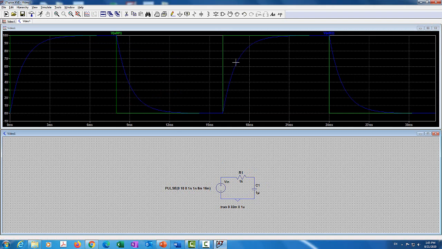It's going to take some time for it to reach the final value. It takes about 5 tau to reach the final value. And then I added an extra 3 tau, right? Like 8 tau. The total on time is 8 tau. So once you get that, you want to estimate the time constant here.